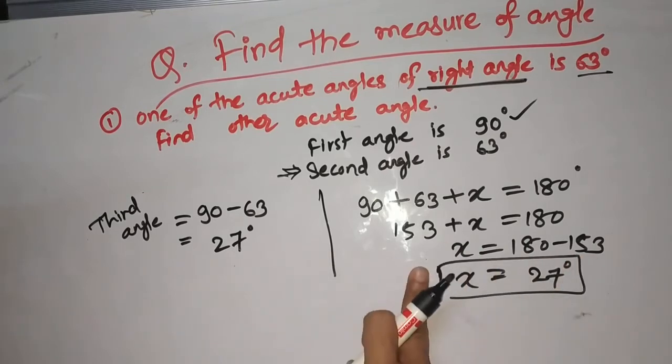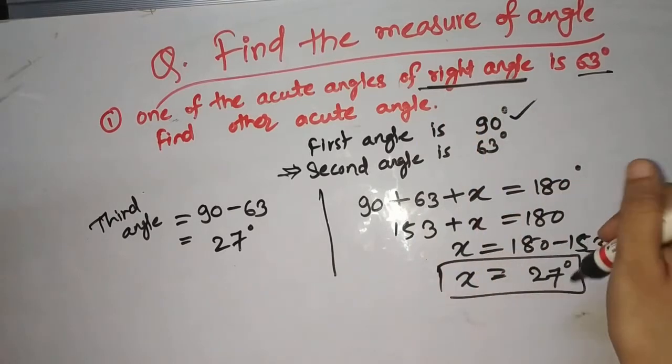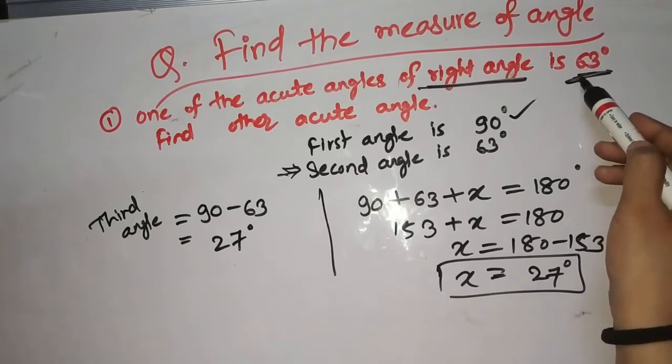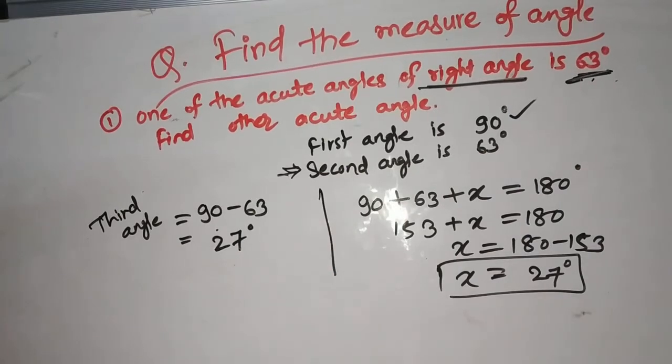So either through angle sum property or directly by using the right angle. If one angle in a triangle is a right angle, the remaining two are going to be acute angles. So one acute angle is already provided to us, another acute angle we will get by subtracting this from 90.